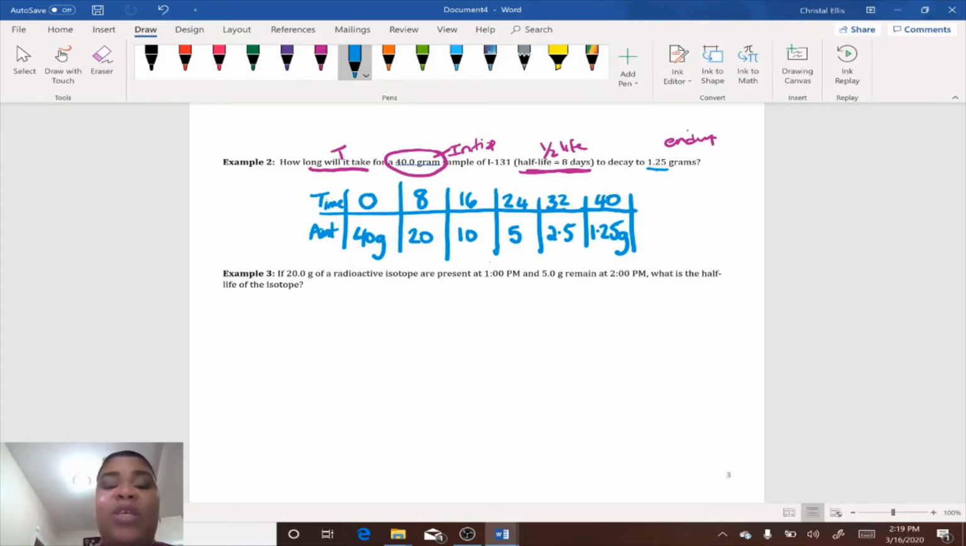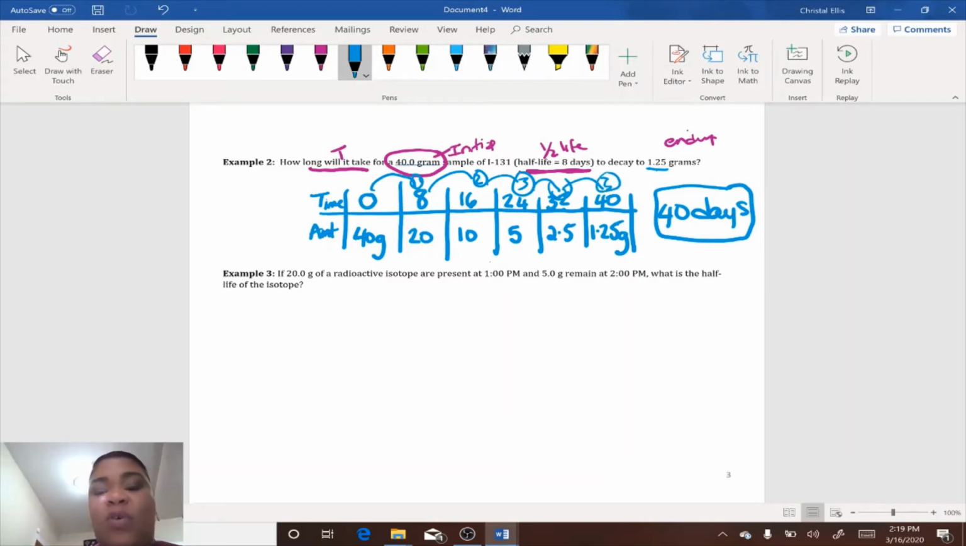So the units that we should have for time should be days. So our answer would be 40 days. And we went through 1 half-life, 2 half-lives, 3 half-lives, 4 half-lives, 5 half-lives in order for the sample to decay to 1.25 grams.